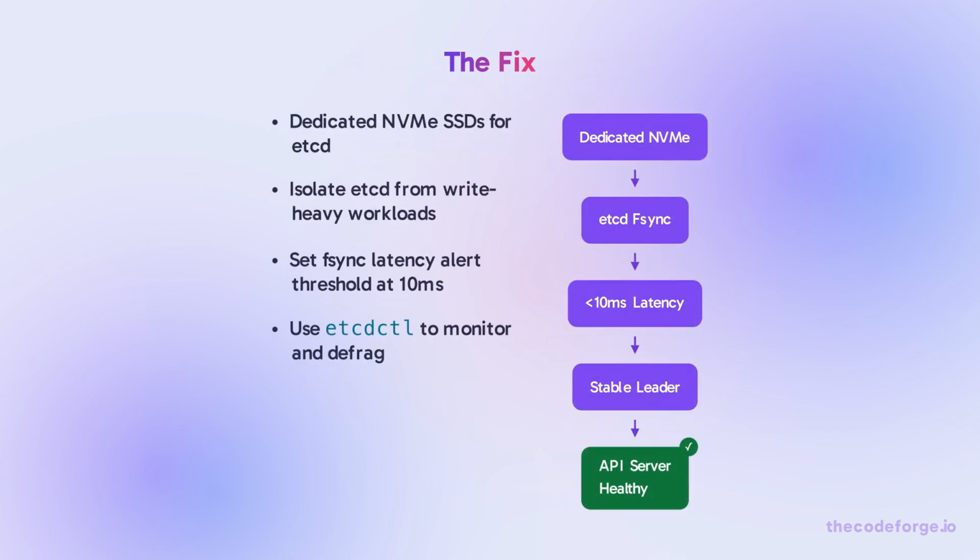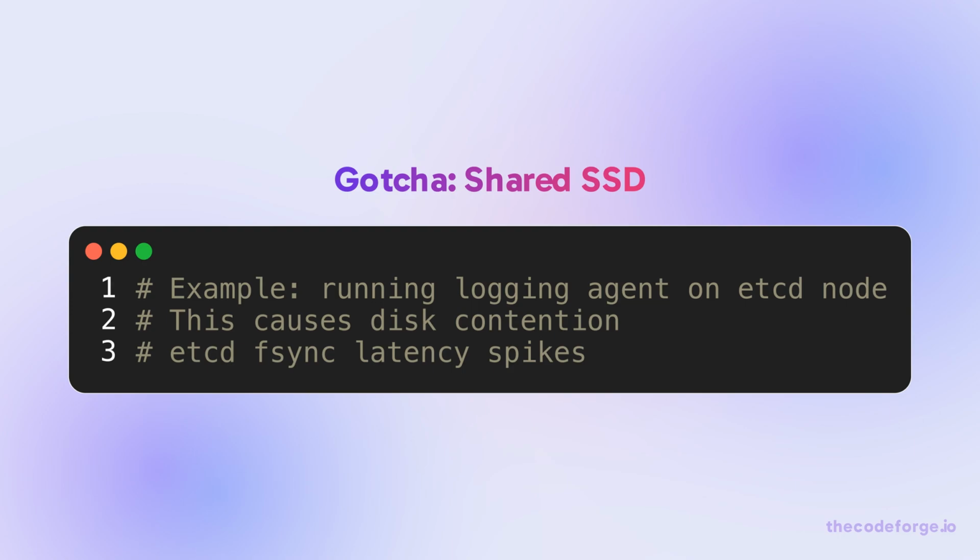The fix was to dedicate fast NVMe SSDs to etcd, isolate it from write-heavy workloads like logging agents, and set a monitoring alert for fsync latency above 10 ms. Additionally, regular defragmentation using etcdctl helps maintain performance. This resolved the incident and prevents recurrence. Never co-locate etcd with write-heavy workloads like logging agents. The shared disk I/O causes fsync latency spikes, triggering leader elections and cluster instability.